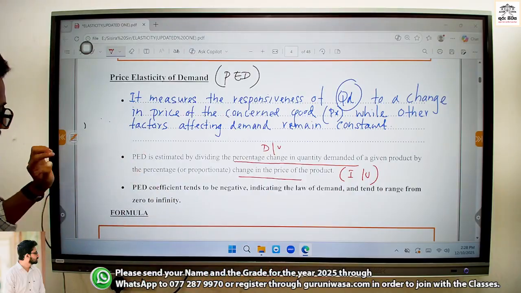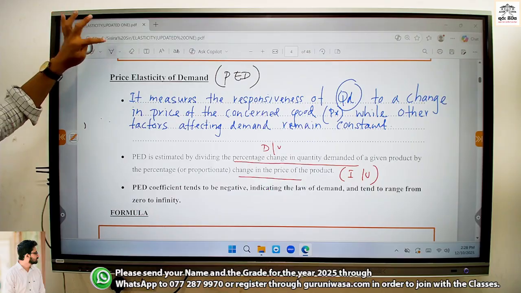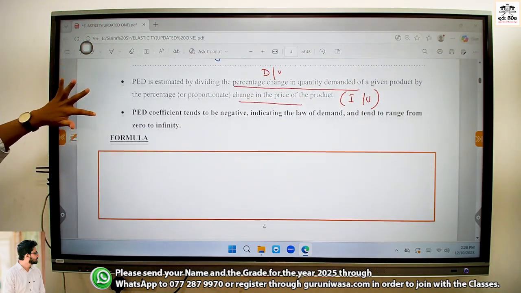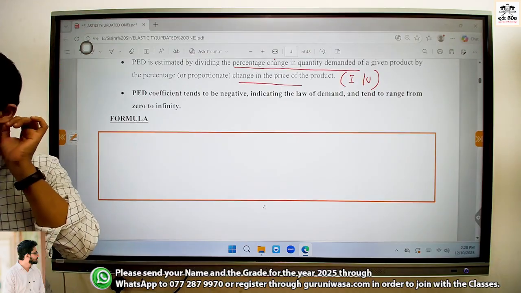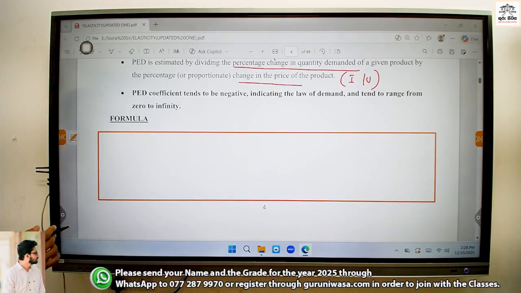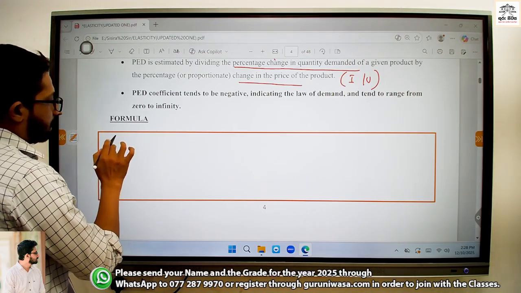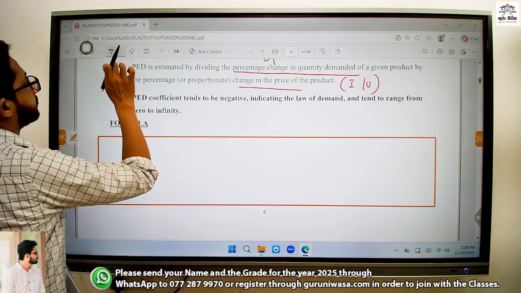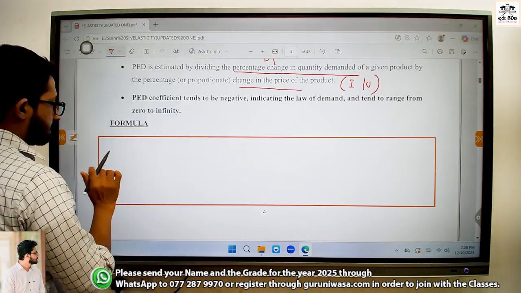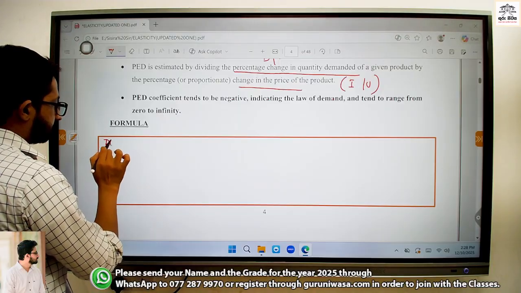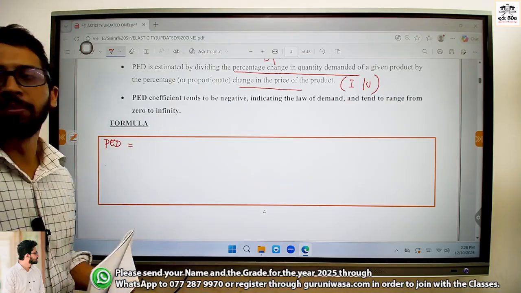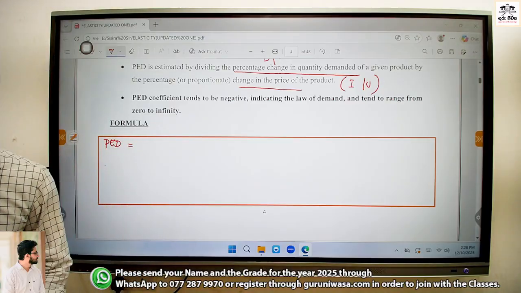PED coefficient, write it. Okay, write down the formula. Now you know the formula. Write down PED equals... write down the equation in detail, Lama.